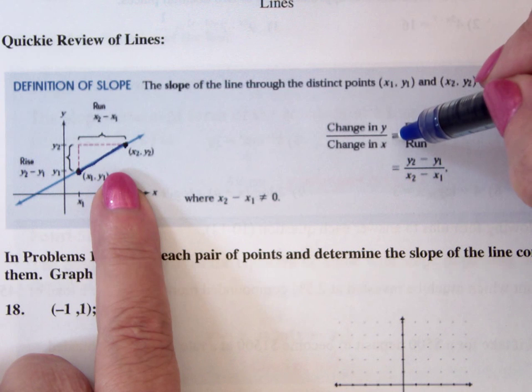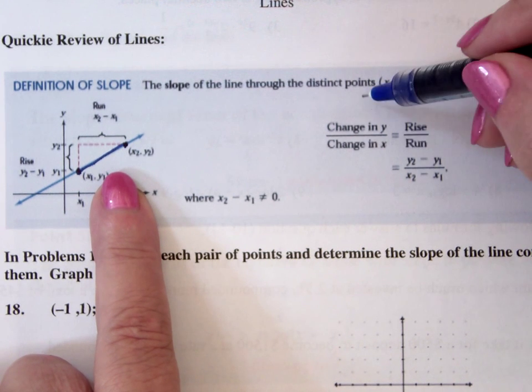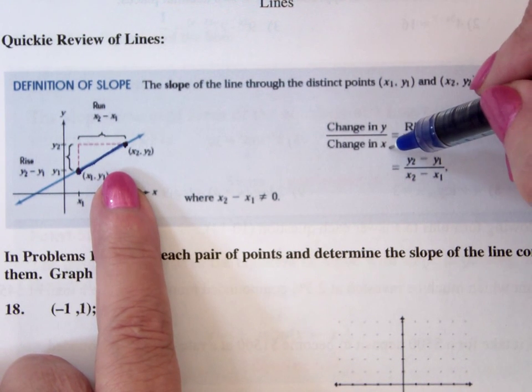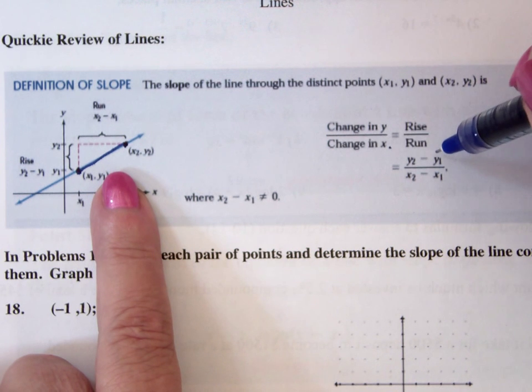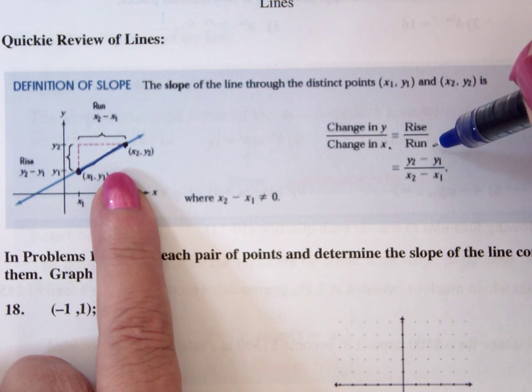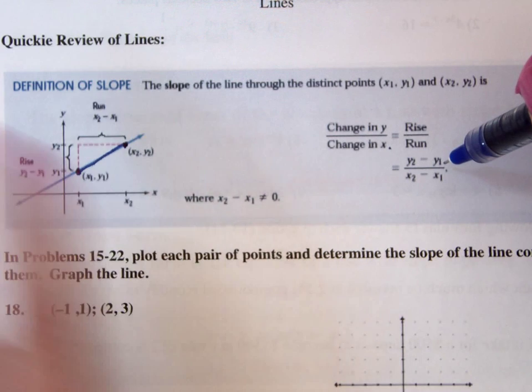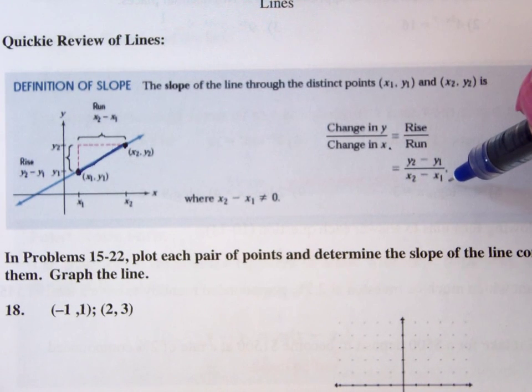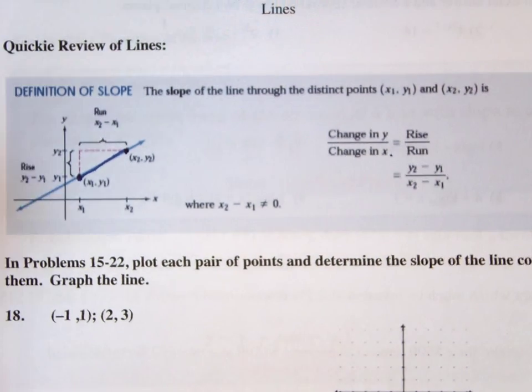of the change in y divided by the change in x. How y changes divided by how x changes, or we normally say it would be rise over run, which is y2 minus y1 over x2 minus x1.